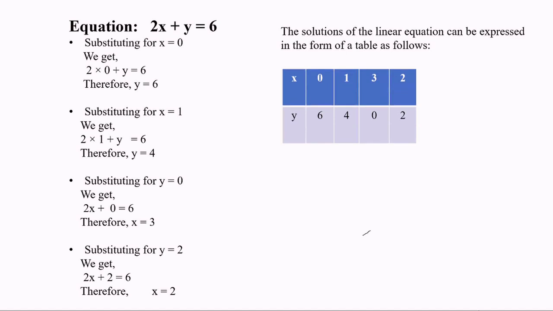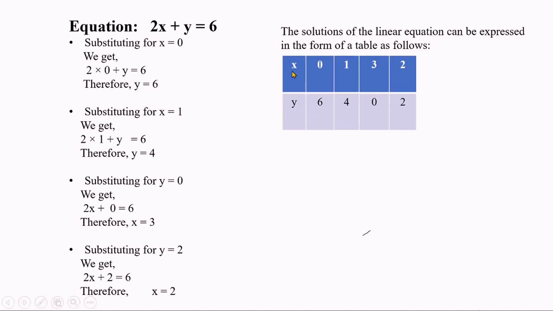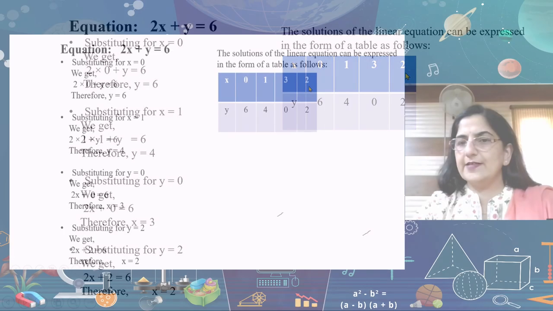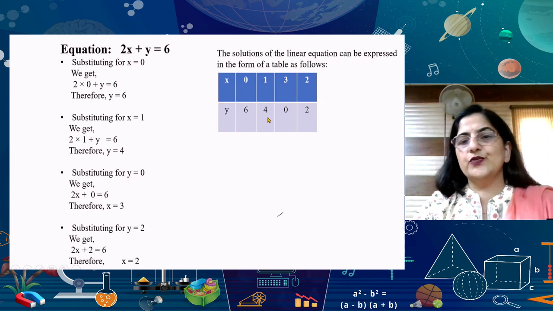Let's put it in a table. We write the values of X here and we write the values of Y here. We follow a convention that in a table, when we have to put the values of X and Y, we first put the values of X and then we put the values of Y.